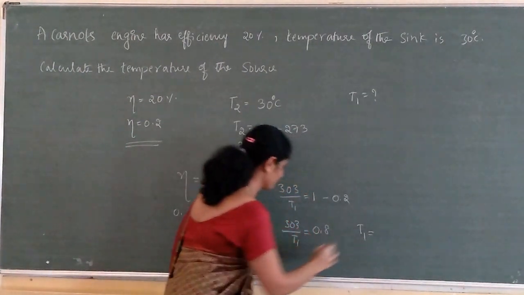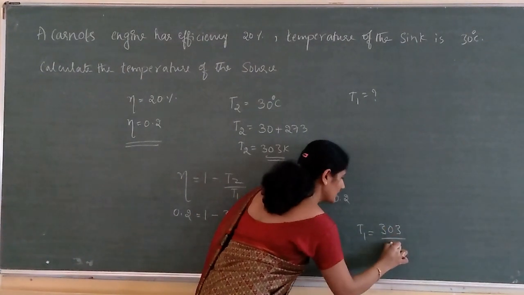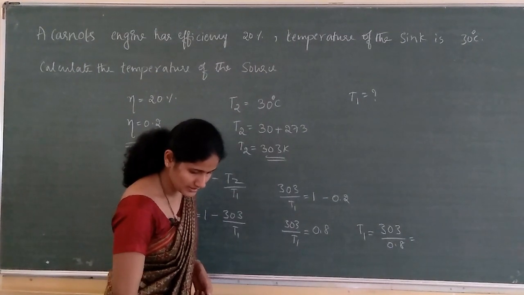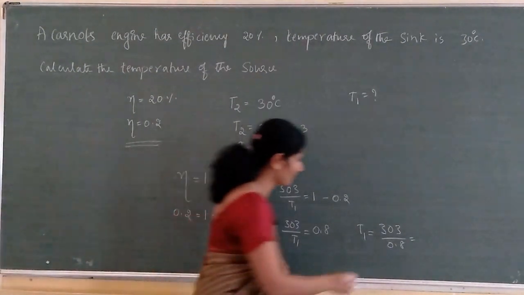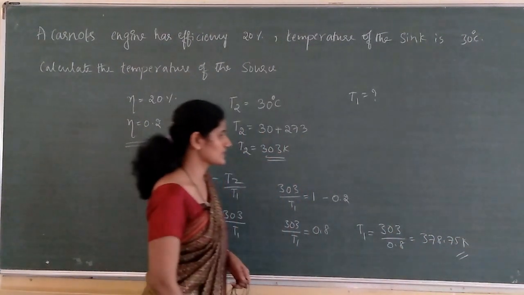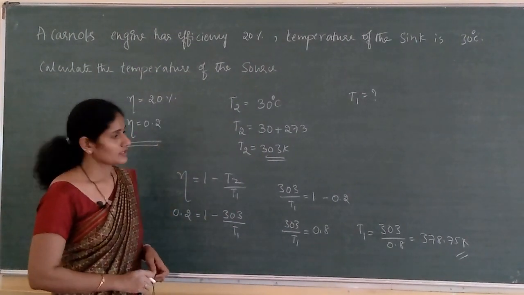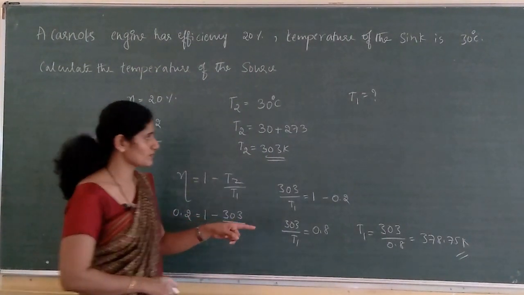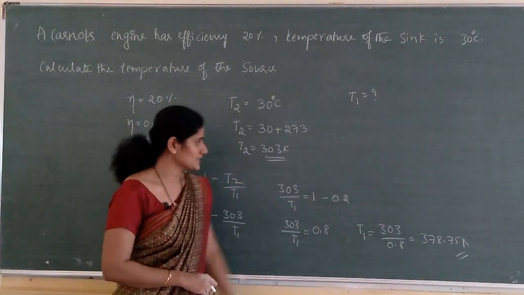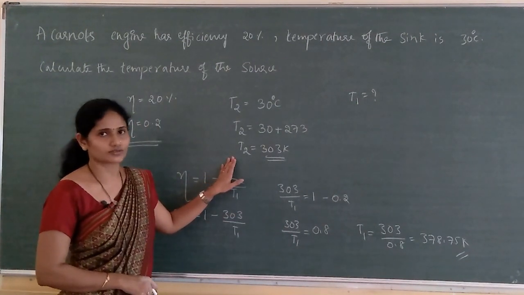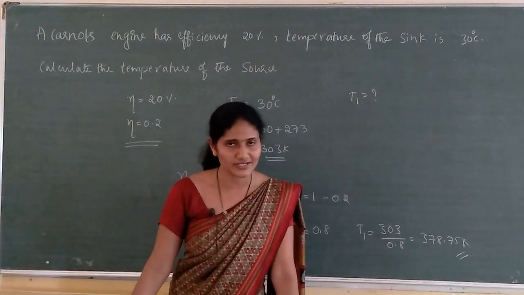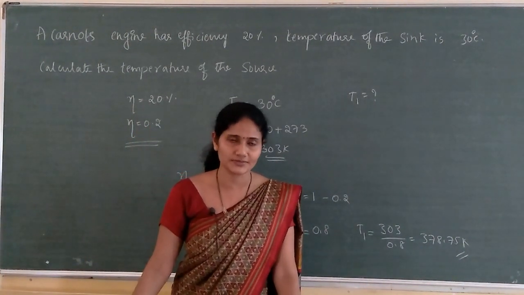So, T1 is equal to 303 divided by 0.8, which is equal to 378.75 Kelvin. Always remember temperature of the source must be greater than temperature of the sink. So, source temperature is 378, sink temperature is 303 Kelvin. So, this is a simple problem. Thermodynamics chapter is over. I hope all of you understood the concept. Thank you.